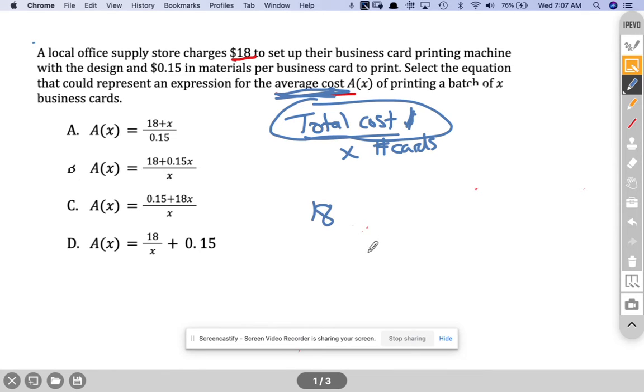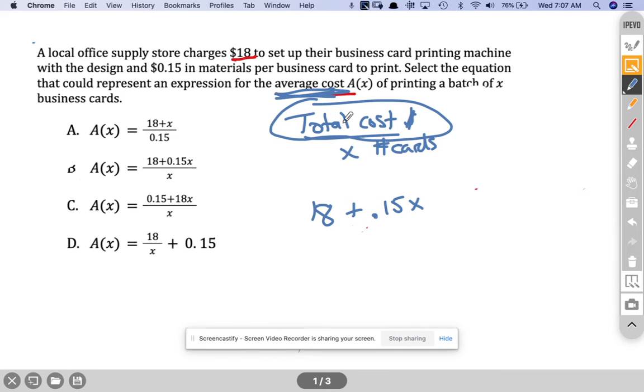No matter what, I have to pay that 18 bucks to use the machine, and then 15 cents per card. So for example, if I said how much would it cost to make one card, I'd throw one into the x. 15 cents times one is 15 cents, add 18 bucks, it'd be 18.15. That's the exact cost for one card.